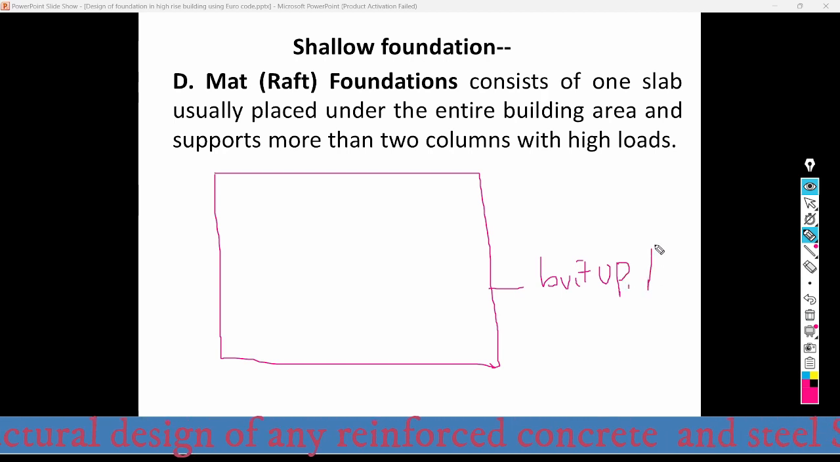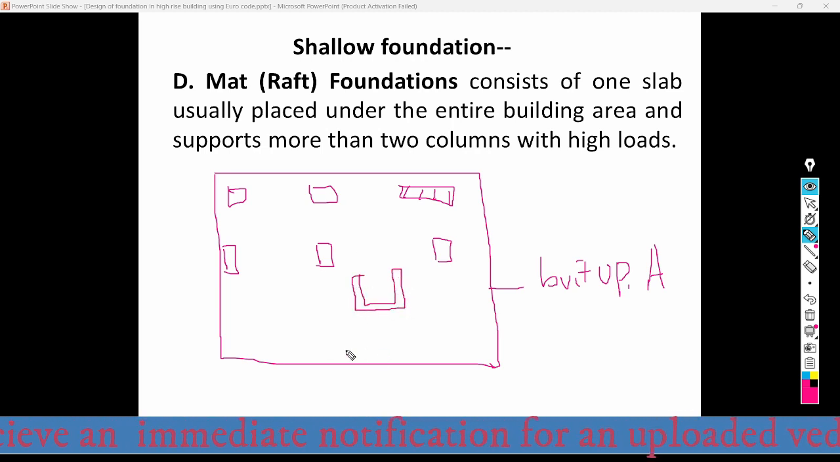This is the built-up area, and here we may have columns, or we may have a shear wall here, a column here, a column here, and a shear wall here, just like this. The load coming from every column will be supported by one slab, that is this slab. So this kind of foundation is called mat foundation.